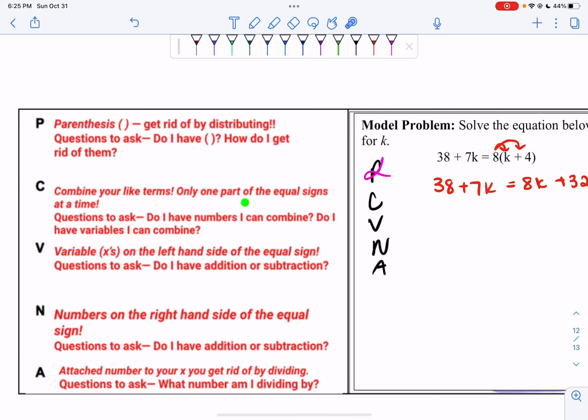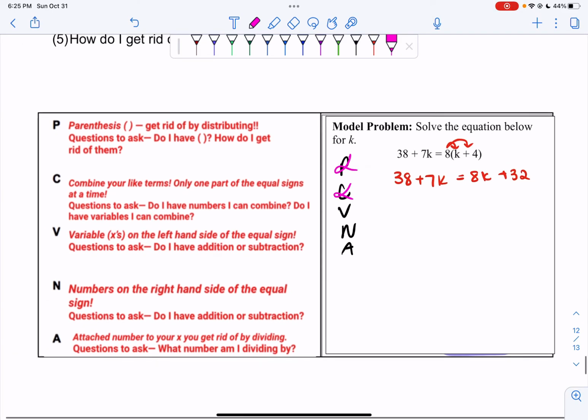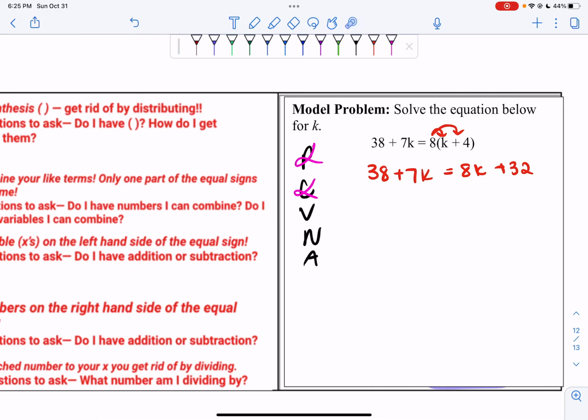Combine your like terms, one part of the equal sign at a time. If I look, I can't combine a 38 and a 7k, and I can't combine 8k and 32. So I go to my next step. Are your variables on one side? They are not, so I'm going to get my 8k to the left-hand side of my equal sign by subtracting it.